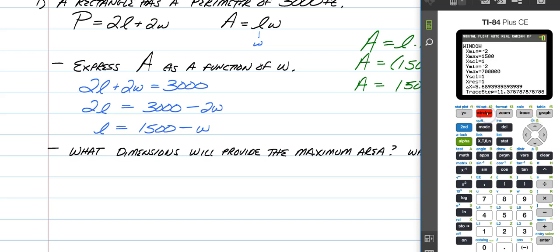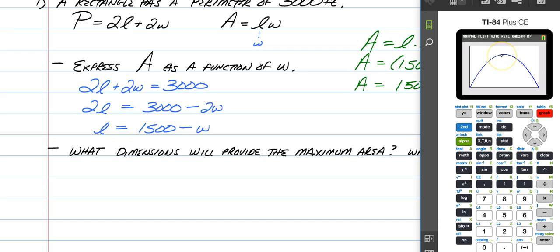So for my window, I am going to go with an x max of 1,500. I picked that because it's half of 3,000, in case you had just a length of 1,500 and a height of basically 0. And for the maximum, I just went with something like 700,000. I know it's going to be really big, and we're going to find out right now. Once you click graph, you've got a parabola. How do we find the dimensions that will give us the maximum area, and what is the maximum area?